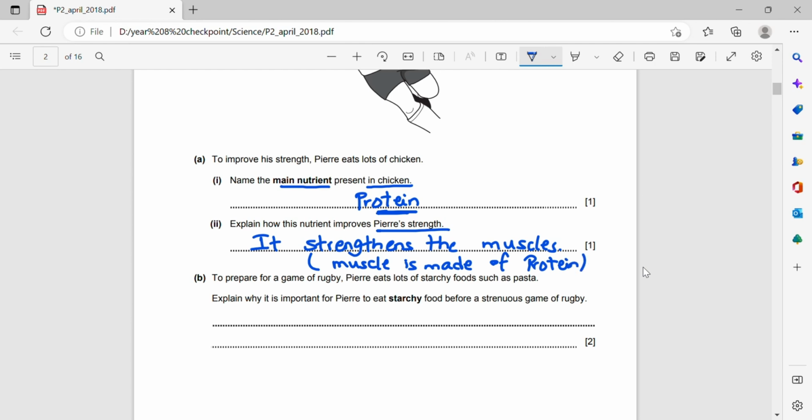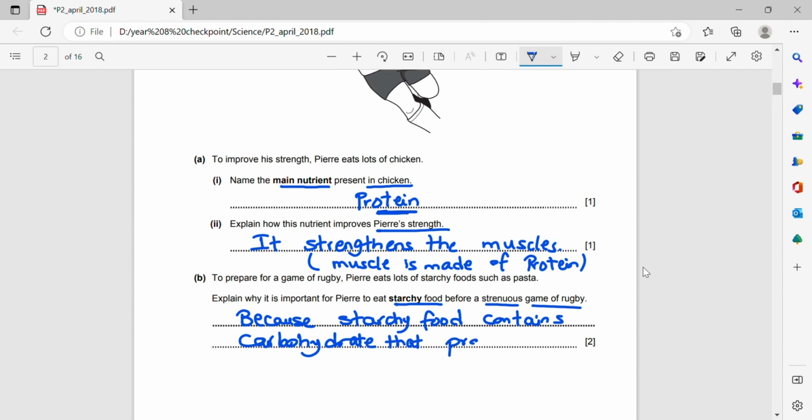To prepare for a game of rugby, Pierre eats lots of starchy foods such as pasta. Explain why it's important for Pierre to eat starchy food before a strenuous game of rugby. So the answer is because starchy food contains carbohydrate that provides the body with energy.